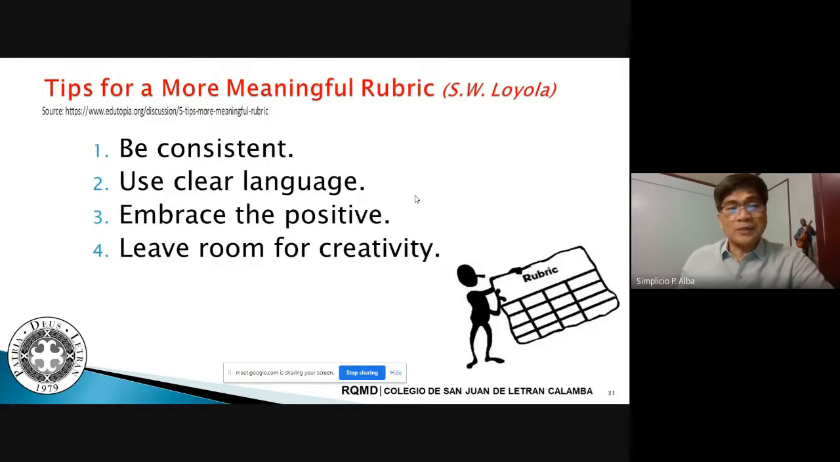Once again, the provided tips actually came from SW Loyola. Actually, Loyola proposed 5 tips. I just decided to share with you, still hoping that those could somehow help you as you design or adopt rubrics based on your assessment activities and learning outcomes.